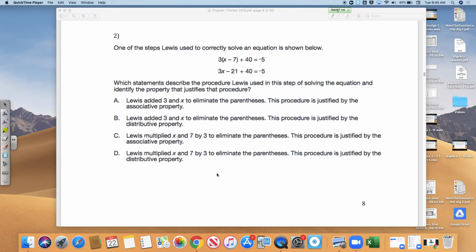All right, so what did Lewis do? Did he add 3 and x to eliminate the parentheses? No, he definitely didn't do that. Did he add 3 and x to eliminate the parentheses? No, he didn't add 3 to x at all. No, sorry, did Lewis multiply x and 7 by 3 to eliminate the parentheses? This procedure is justified by the associative property. Well, it kind of sounded good until they said justified by the associative property, because the associative property doesn't do that. It has to be D. Lewis multiplied x and 7 by 3 to eliminate the parentheses. This is justified by the distributive property.